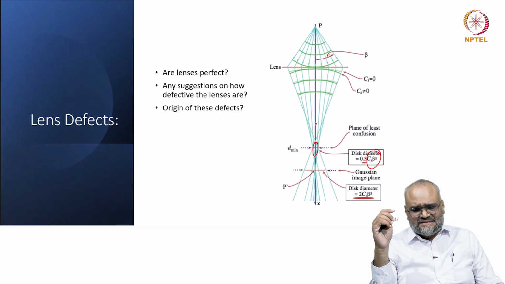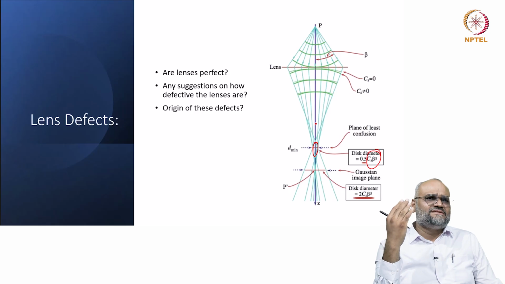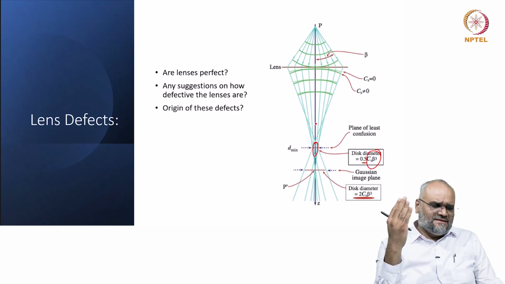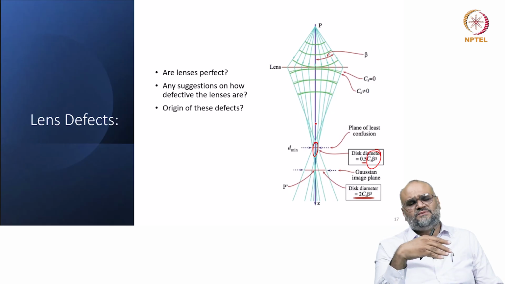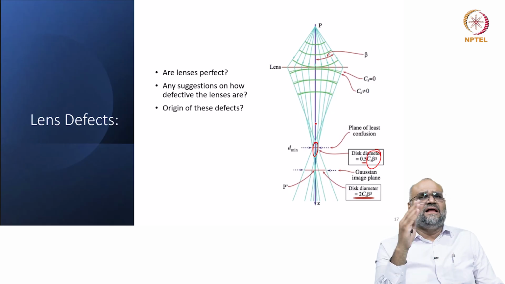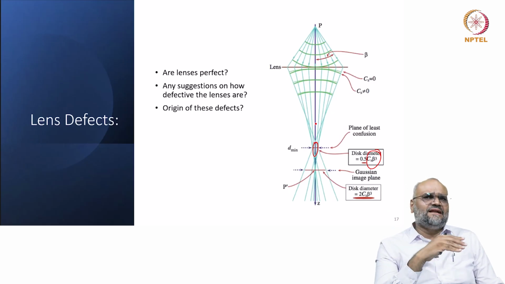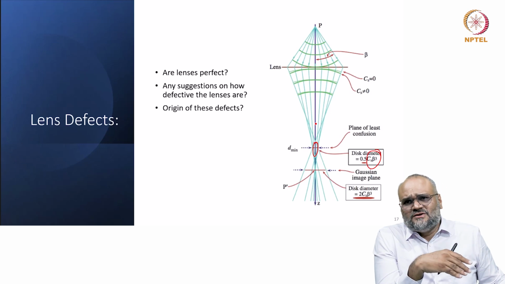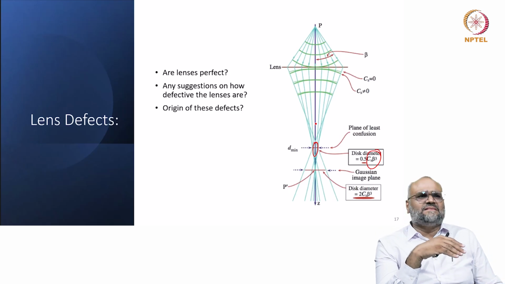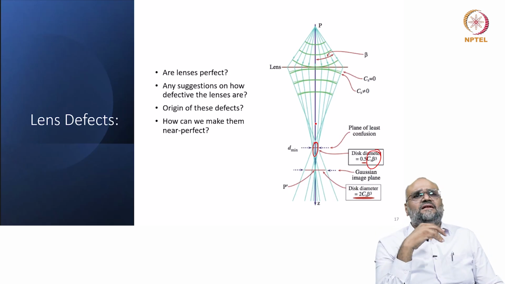The origin of these defects is of course the diverging fields, and there are various other factors related to the stability of the electromagnetic lenses and the high tension and all the components involved in the electron microscope. Anything that can cause an electromagnetic interference and anything that can cause an instability to any of the electron microscope would actually give you some kind of lens defects. So how can we make them near perfect?